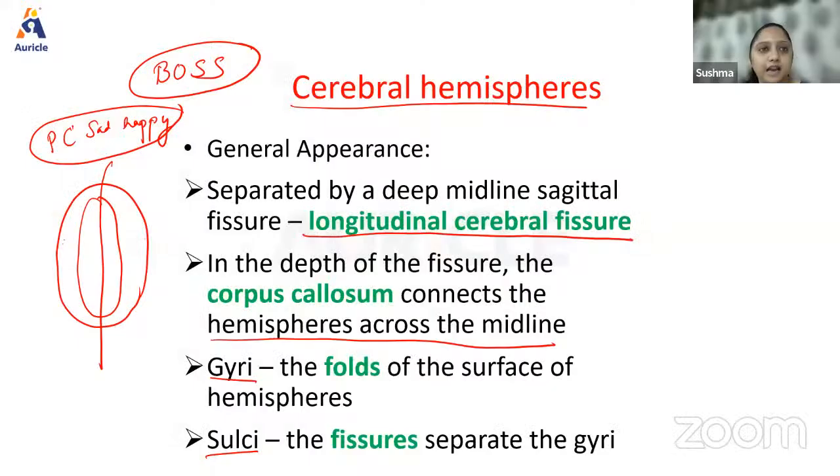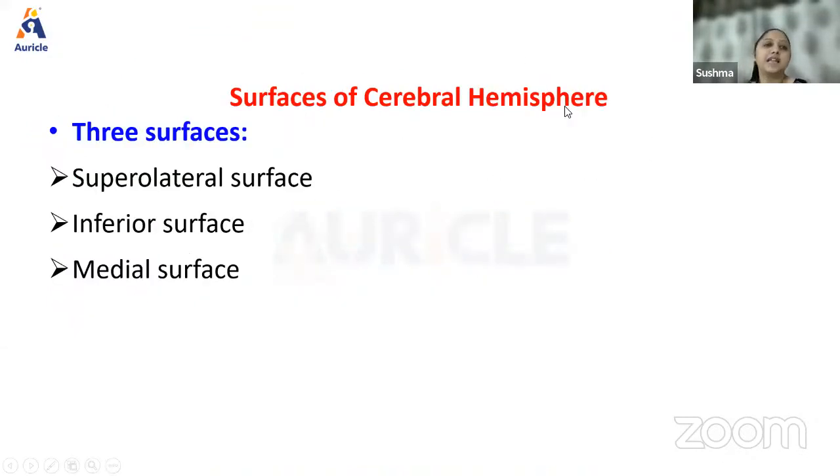Hemispheres. Sulci are the fissures that separate the gyri. Okay. Any doubt? Simple, basic. All of this we know. Yes. Now, if I have to study how the cerebral hemisphere actually looks, I'm dividing it into three different areas.